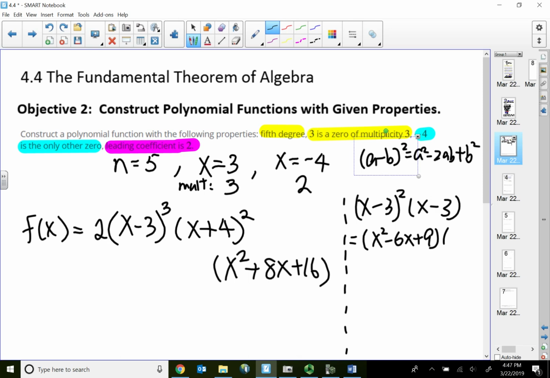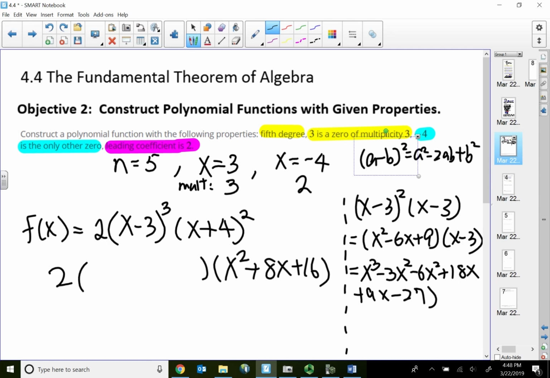Then times x minus 3. I'm going to quickly do this. So x squared times x is x to the third, x squared times negative 3 is negative 3x squared. Negative 6x, do a distribution: negative 6x times x is negative 6x squared. Sorry, that's a square. Negative 6x times negative 3 is positive 18x. 9 times x is 9x. 9 times negative 3 is negative 27. All right, combine like terms. I'm going to go ahead and combine and write my answer here.